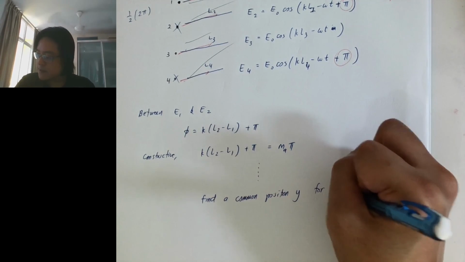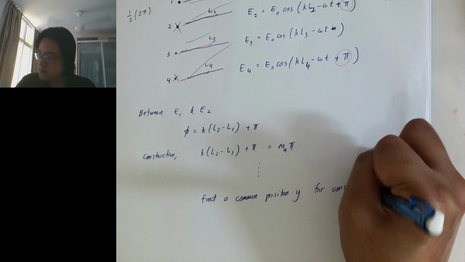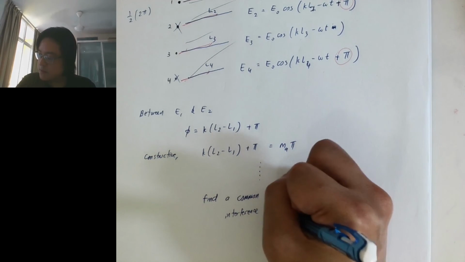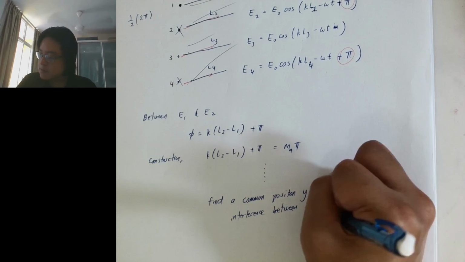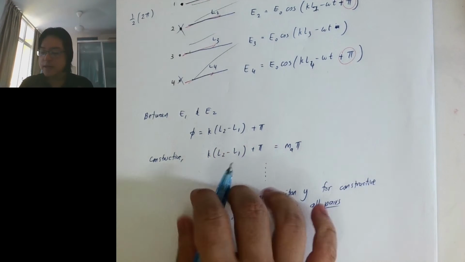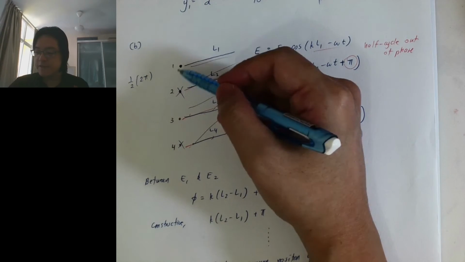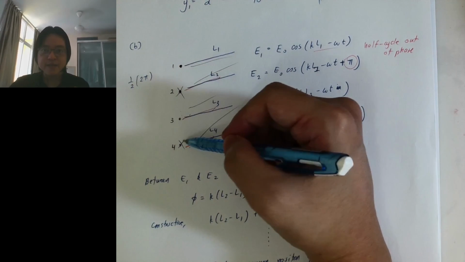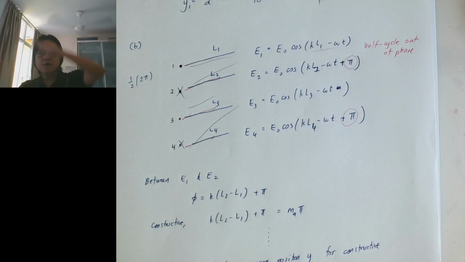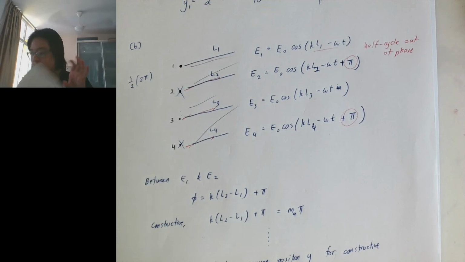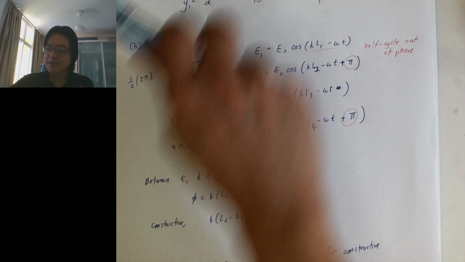for constructive interference between all pairs. Okay, so between 1 and 2, 3 and 2, and 3 and 4. So if this is constructive, and then you find this, and then you find this, that means everyone will be in constructive interference, and you just want to find the common positions. Okay, so somehow when I start talking about tutorial questions, I run out of time. I don't know why.